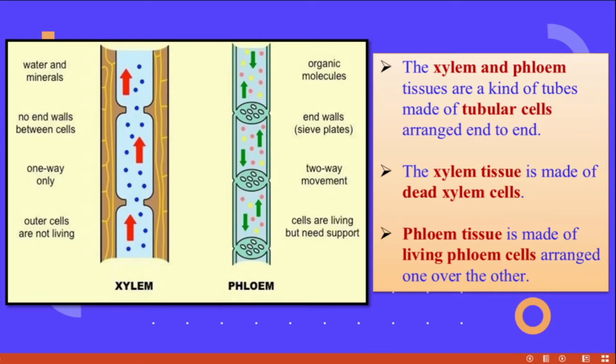Look at the xylem. With the help of the xylem, water and minerals can be transported. Xylem does not have any walls between the cells. Very important: it is a one way direction, so water and minerals can be transported only one way. The outer cells are usually dead cells. Then look at phloem. It helps to conduct food. Phloem cells are made up of living cells.